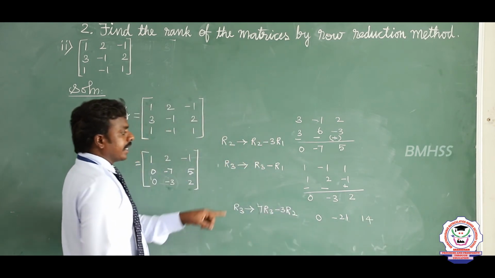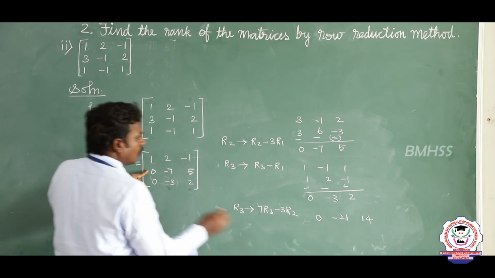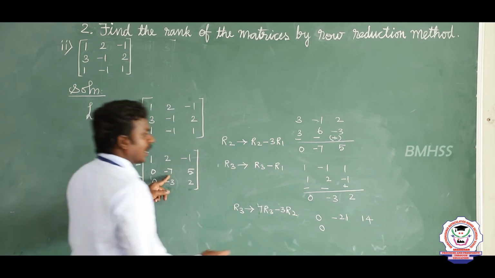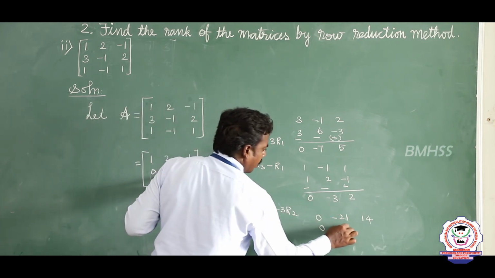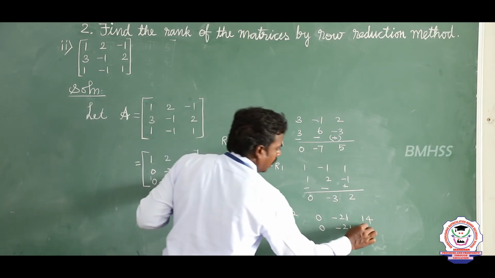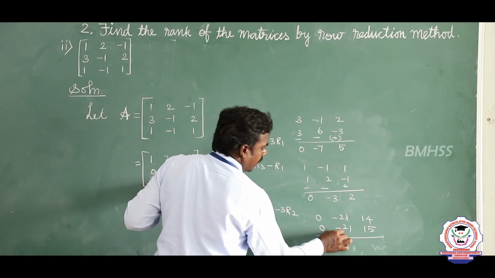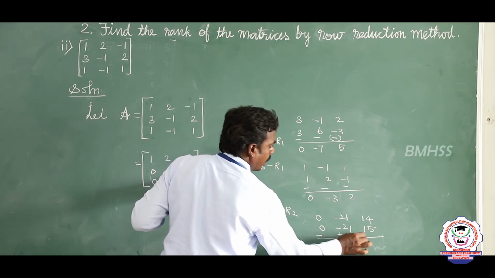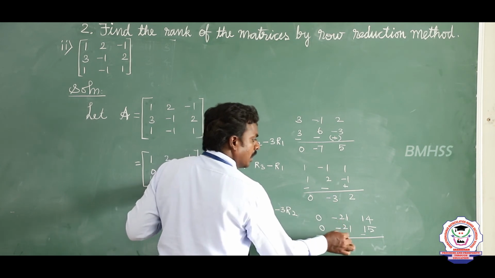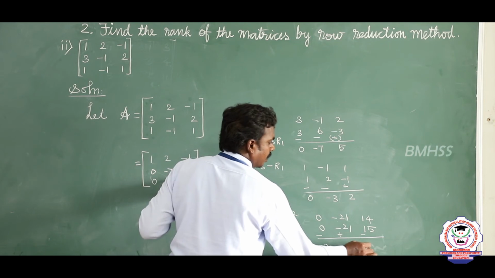And minus 3 R2: the second row elements multiplied by 3. The first element is 0, the second element minus 7, so 3 7s are 21, already minus is there, so again minus 21. 3 5s are 15. Now you subtract these values; minus is there, so it will change to plus. Now listen: 0 minus 0 is 0, minus 21 plus 21 is 0, plus 14 minus 15 is minus 1.